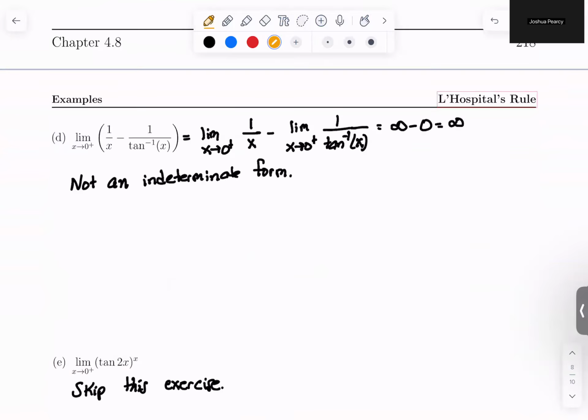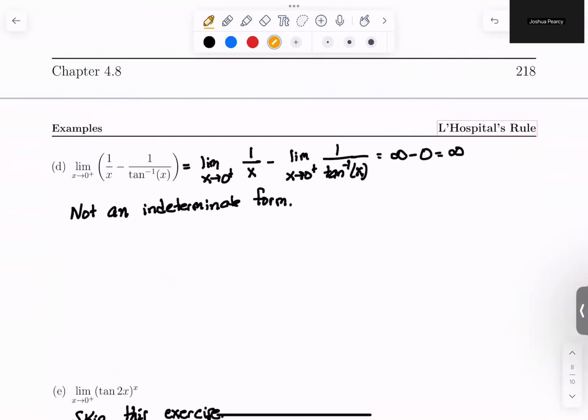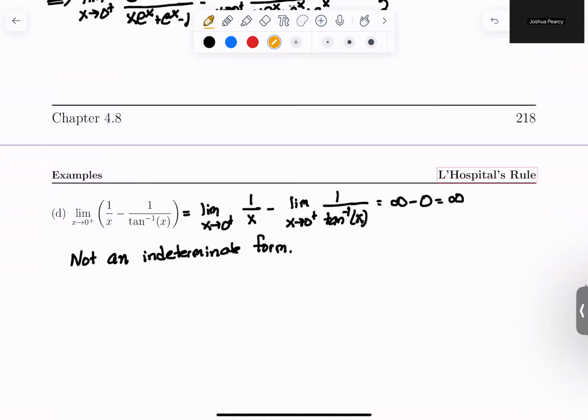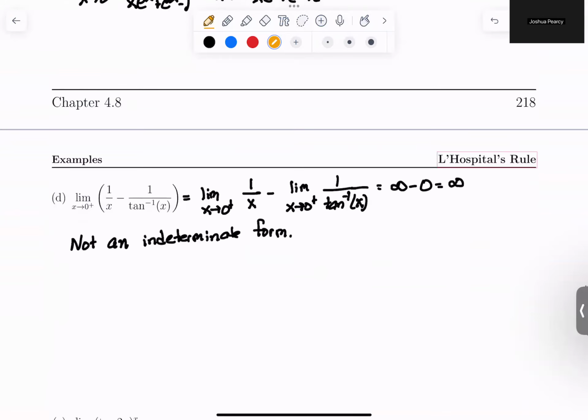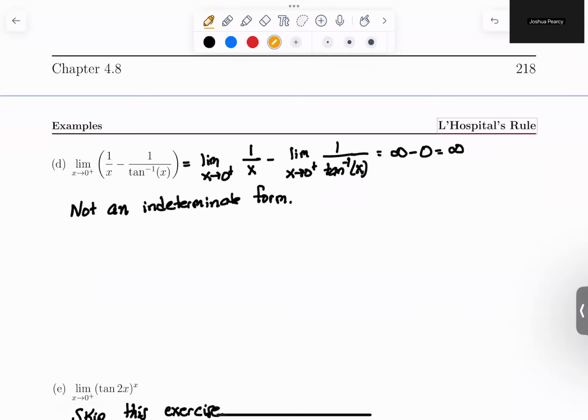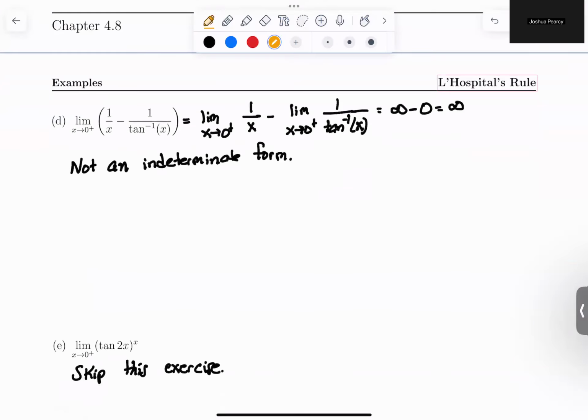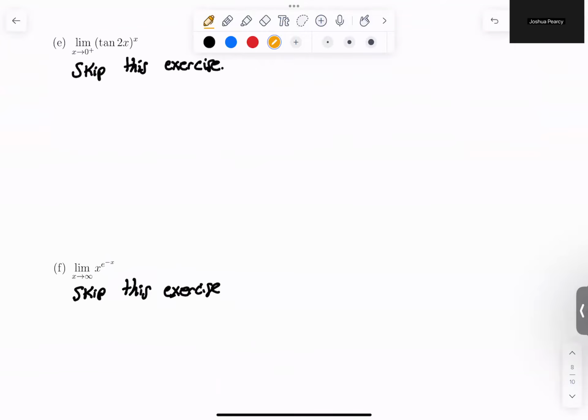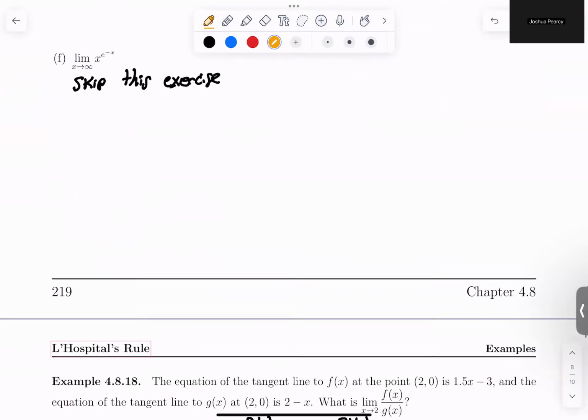So this one here, we just look at the limit as x goes to 0 coming from the right of each individual piece, and we notice that this actually goes to infinity minus 0, which is not an indeterminate form. The answer is just infinity. These next two exercises you can skip. These ones are a little more difficult.